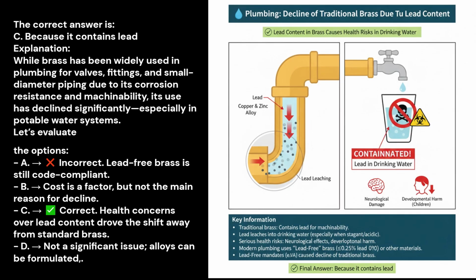A. It is not recommended in most plumbing codes. Incorrect. Lead-free brass is still code compliant. B. It is a very expensive piping material. Cost is a factor, but not the main reason for decline. C. Because it contains lead. Correct. Health concerns over lead content drove the shift away from standard brass. D. Unavailability of some of its alloy. Not a significant issue. Alloys can be formulated, but lead content is the real problem. Final answer, C, because it contains lead.